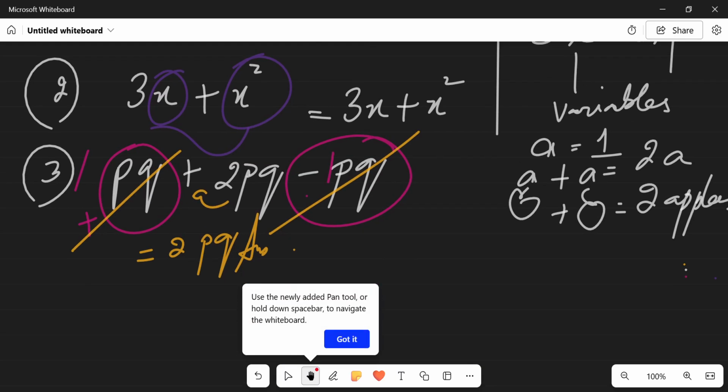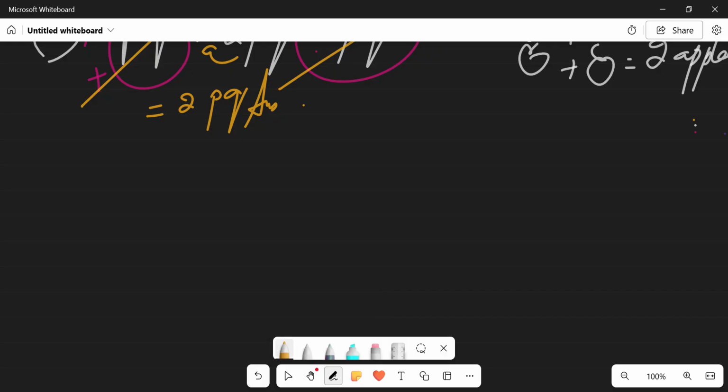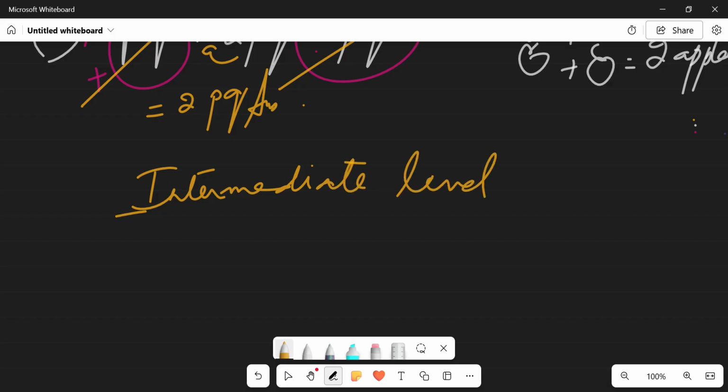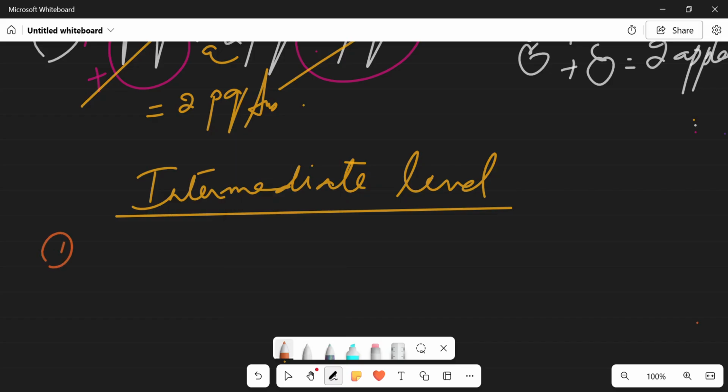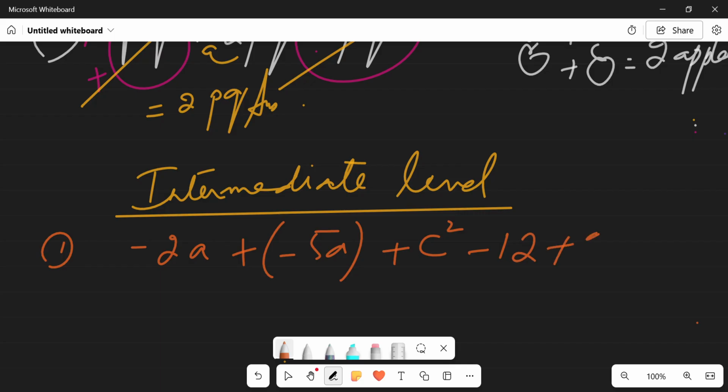Let's solve another question. Intermediate level of the question here, right? So the question is minus 2a, plus minus 5a plus c squared minus 12 plus 2c squared.